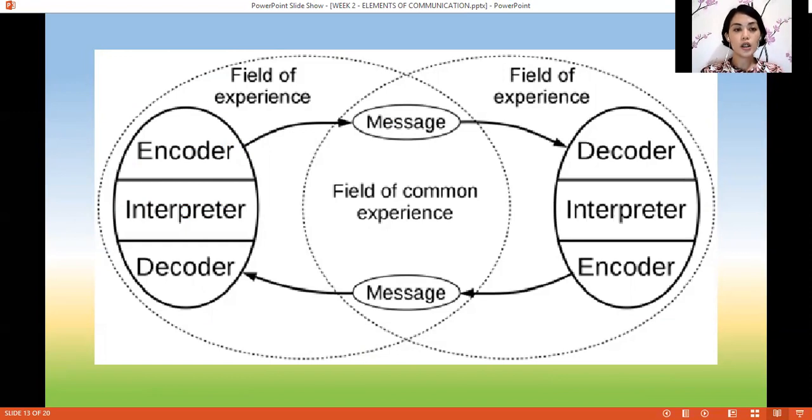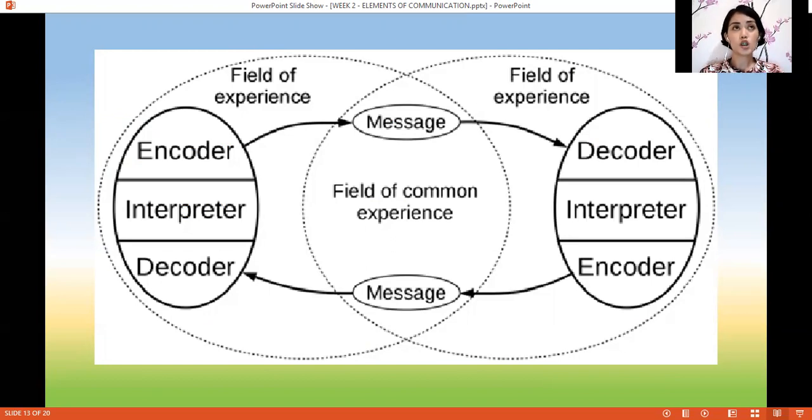And you can also see here that there is a field of experience for each speaker or receiver of the message. Those fields of experience are what we call the context. What is the place? What is their mood? Are they from different cultures? And are they friends? So you can see here the context. And whatever the field of experience is, they can share it together in the field of common experiences.